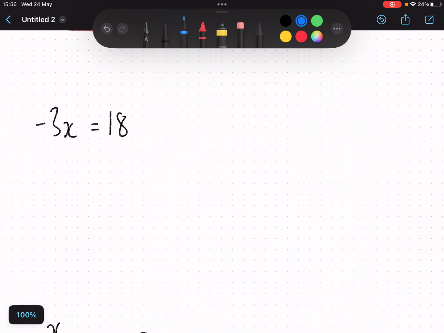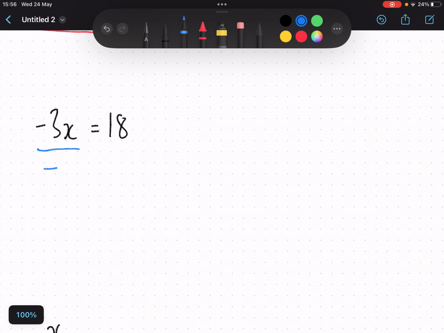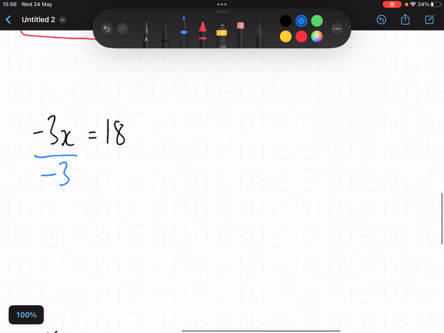Next one then, so just minus 3x is equal to 18. So again, just what does minus 3x mean? It means x multiplied by minus 3. What is the opposite of multiplying by minus 3? It is dividing by minus 3. So I'm going to divide that side by minus 3. That gets rid of the minus 3 in front of the x.